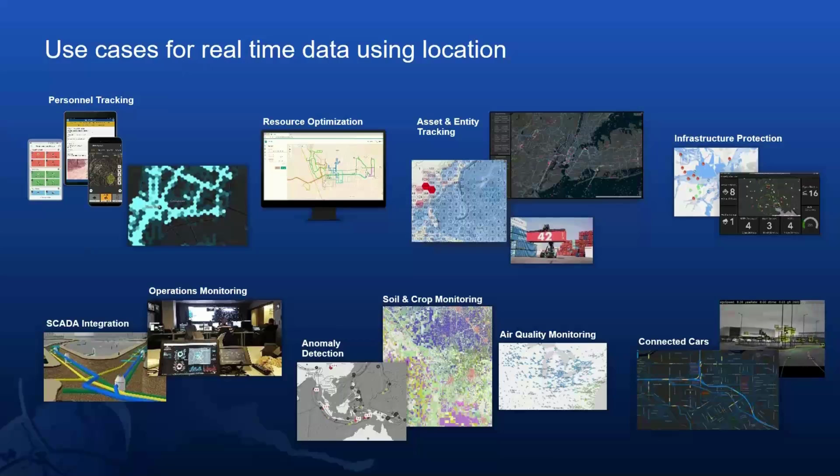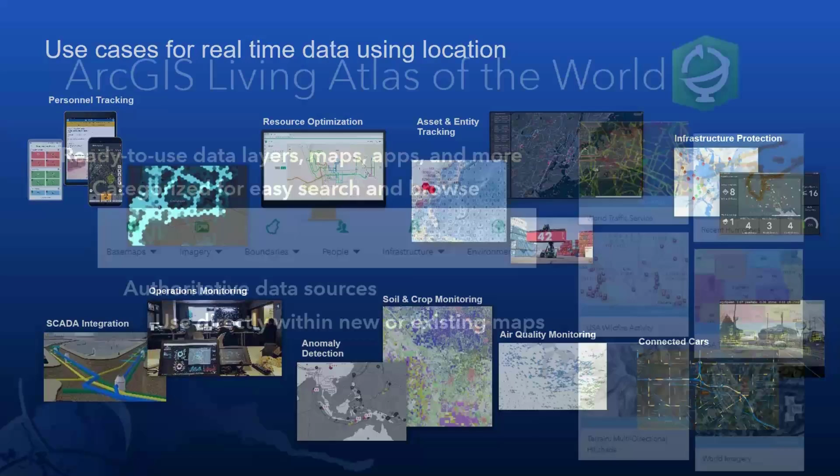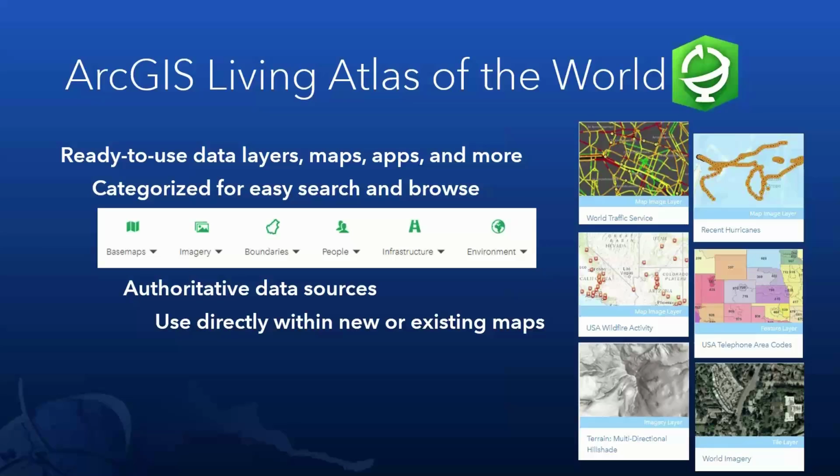So things like tracking personnel or status of staff, so field workers, for example. Integrating with real-time reporting systems like SCADA systems or monitoring current operations, helping to optimize the use of your resources or track specific specialized assets, as well as working with things like monitoring tools and connected sensors or connected cars, or protecting infrastructure from natural or man-made threats.